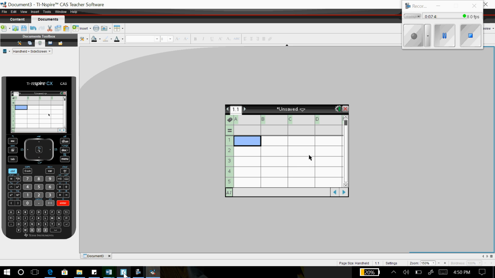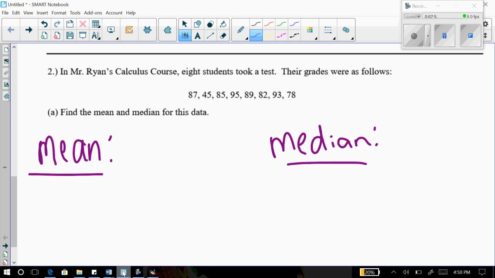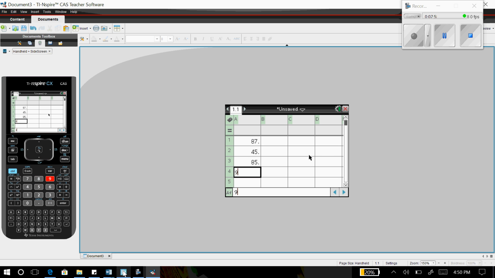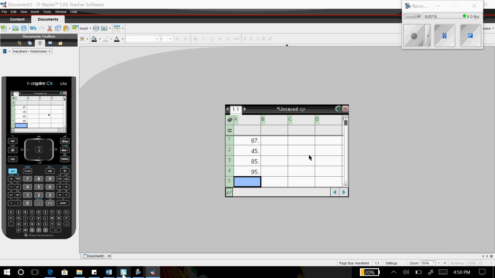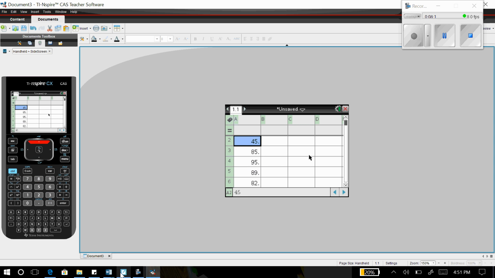And go ahead and type in your data. 87, 45, 85, 95, 89, 82, 93, 78. All right, and I like to double check myself and check my paper and make sure that I put in all the data that should be in. Step 2 is up here. You want to put an X.